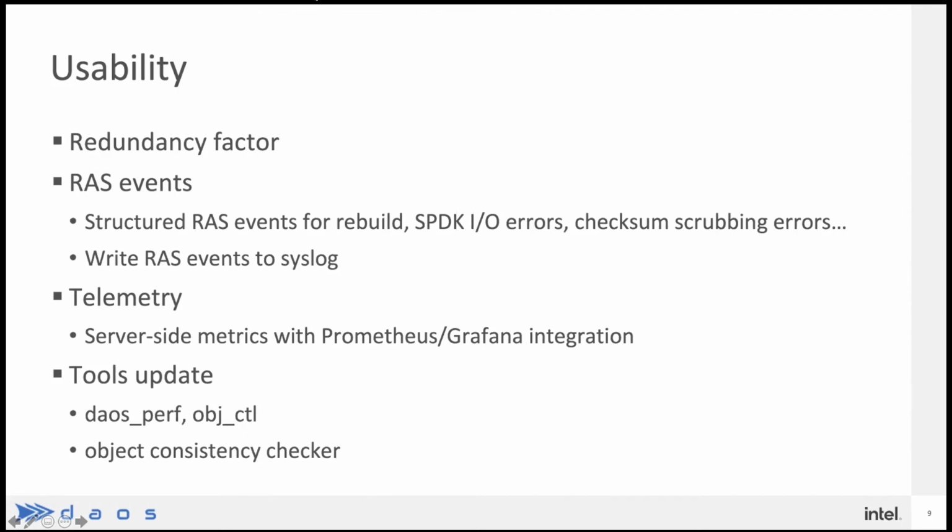And in 2.0, we added an event framework for communicating significant information about the DAOS system. These events include the rebuild event, SPDK errors, checksum scrubbing errors, and swim events. The user can find those events in the syslog.